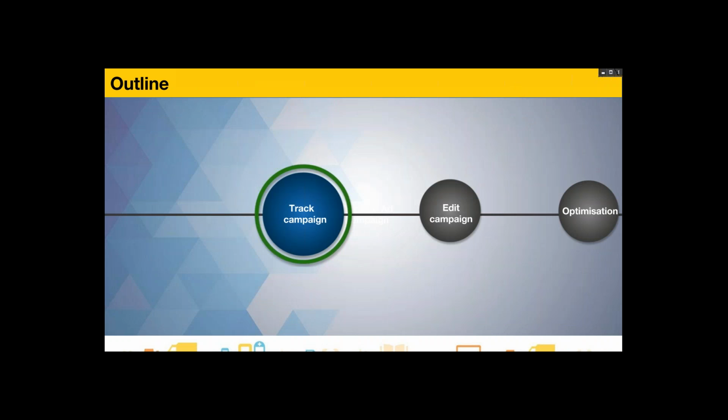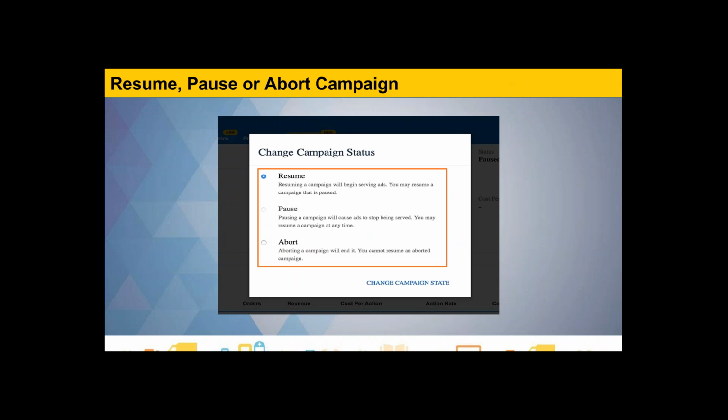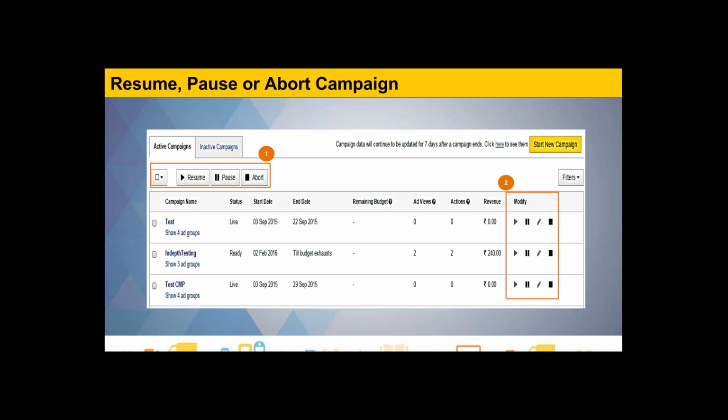Now let's see how we can track an ad campaign. In a campaign summary page, you can change the status of the campaign by clicking on the status. This pop-up will appear and you can change the status by choosing one of them and clicking on Change Campaign State. You can also change the status at a bulk level or use the modification buttons, whichever is enabled.